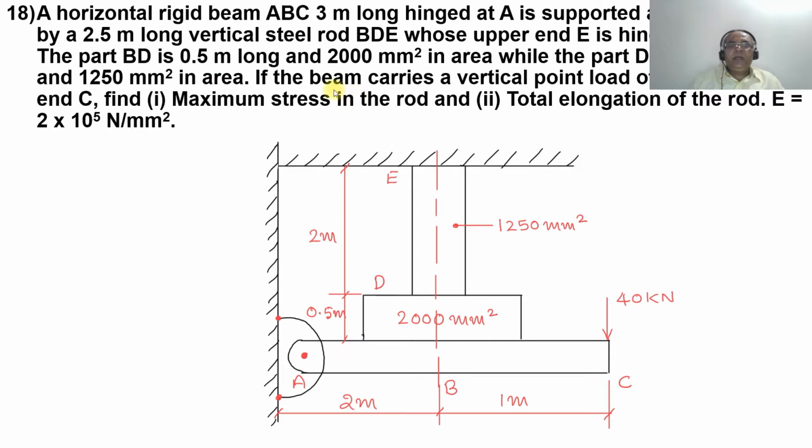If the beam carries a vertical load of 40 kilonewton at the end C, find the maximum stress in the rod and total elongation of the rod, and E is equal to 2 into 10 to the power of 5 Newton per mm square. So this is the problem which is given. So we need to solve this problem.